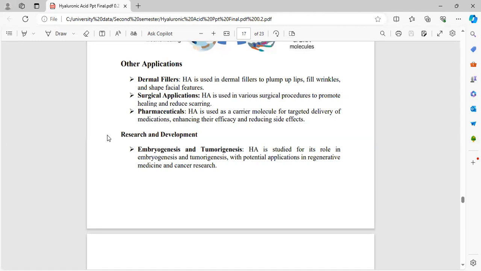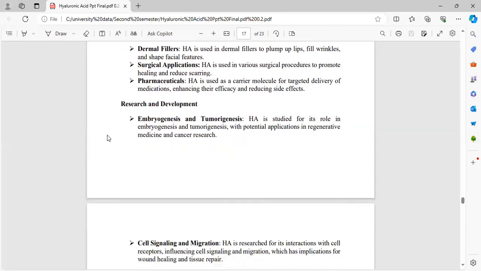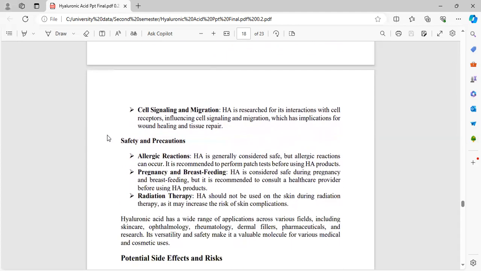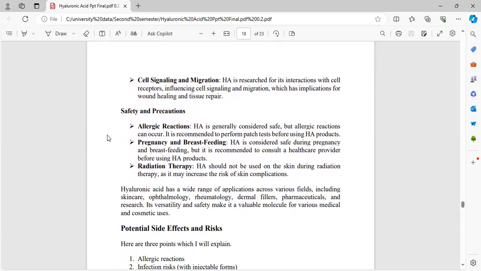Now I will explain to you about research and development. First one is embryogenesis and tumorigenesis. Hyaluronic acid is studied for its role in embryogenesis and tumorigenesis, with potential applications in regenerative medicine and cancer research. Second one is cell signaling and migration. Hyaluronic acid is researched for its interactions with cell receptors, influencing cell signals and migration, which has implications for wound healing and tissue repair.